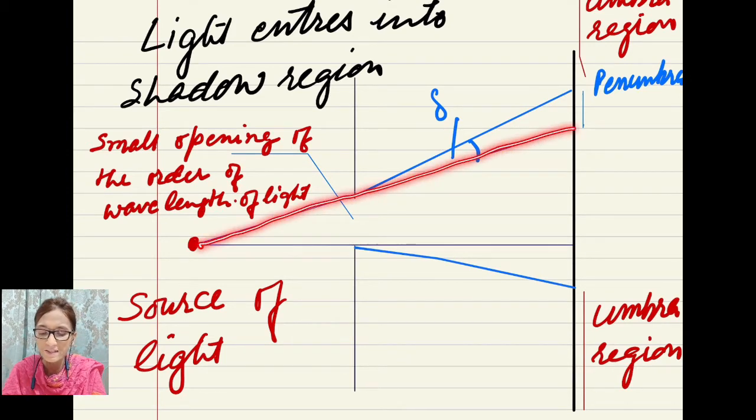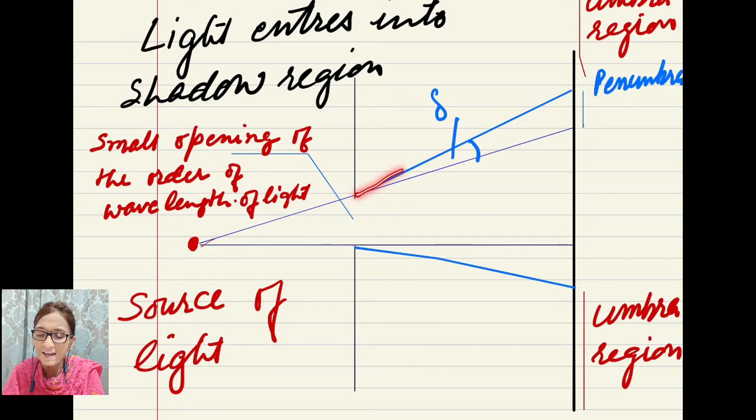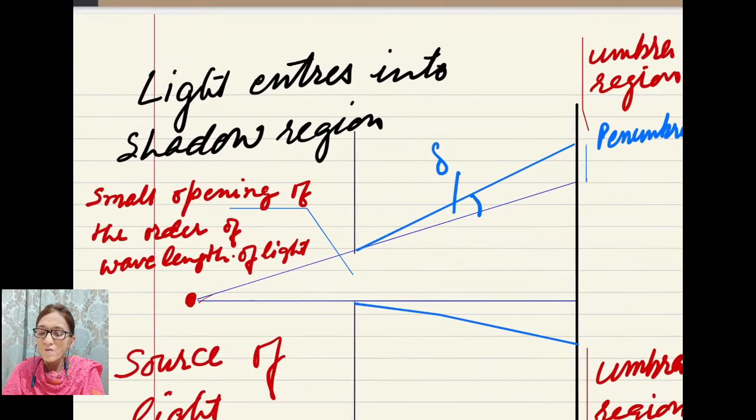According to rectilinear propagation of light, light travels along a straight line. But we will see that when this light passes through this small aperture, it bends at the edges. Here it has bent through some angle. And we should have a shadow region up to this length, but we find that we have a dark shadow region up to this length, which is called umbra region, and a partial dark region up to this length, which is called penumbra region. So light has entered into the geometrical shadow region.